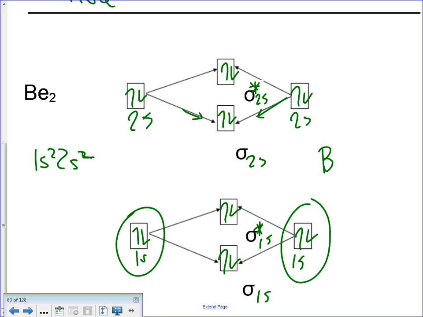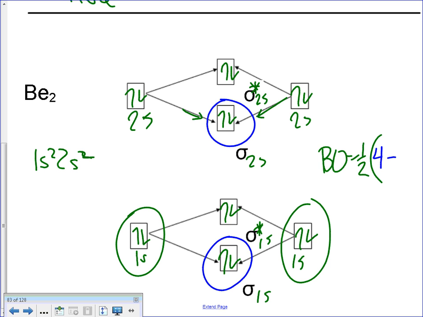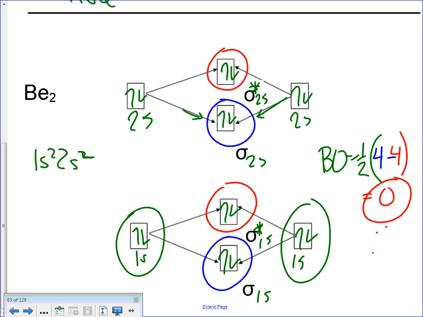So bond order here is equal to 1/2 of the bonding electrons, which I'll do in blue, that's 4, minus the antibonding electrons here in red, which is also 4. So our bond order is 0. Diatomic beryllium will not exist in nature. It's not stable.